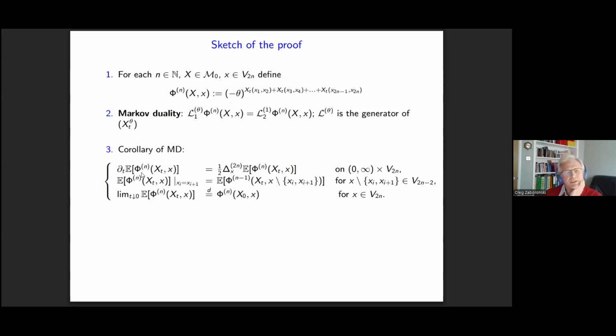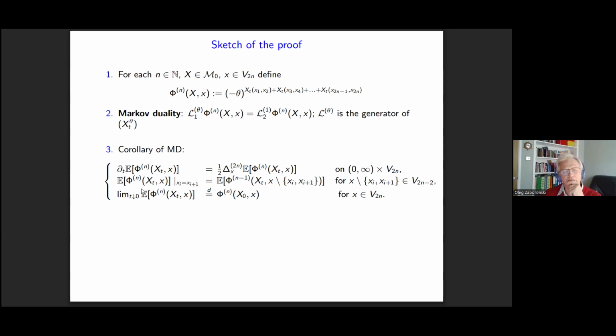So the time derivative of the expectation of phi n, which is a function of time and x lowercase, is given by the 2n-dimensional Laplacian applied to this same expectation. This is true inside of the simplex.